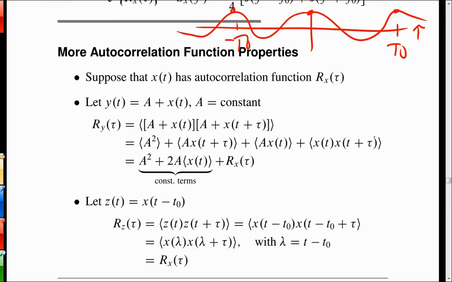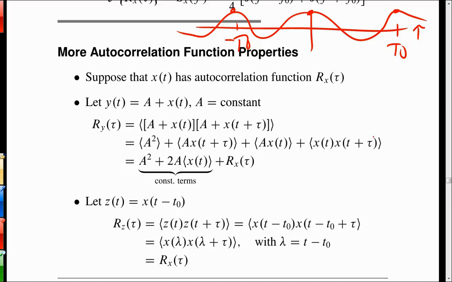Here's a couple properties that are kind of like those Fourier series properties that I had earlier, where I'm just considering what happens if you shift a waveform by adding a constant to it, and what happens if you time shift the waveform. What does that do to the autocorrelation?